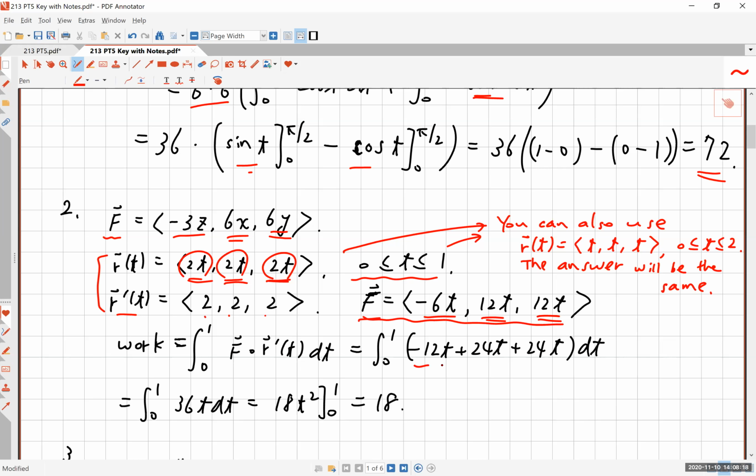And then you take the dot product of F and R prime. That's simple. That's this thing here. It's not a vector anymore, right? And this adds up to 36t. You integrate from 0 to 1, you get your 18. So hopefully this was not too bad.